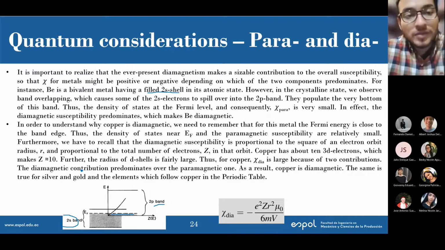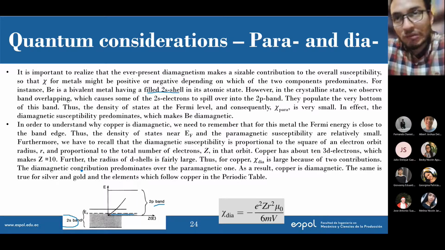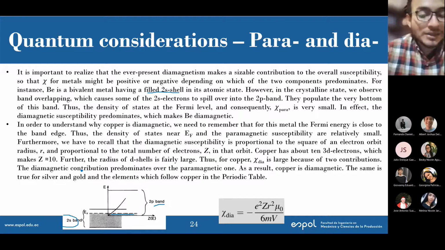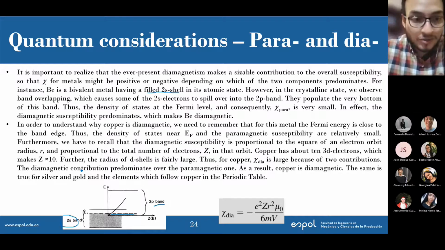When this happens, the density of states at the Fermi energy, and obviously the paramagnetic susceptibility, is very small. That's why, in beryllium, diamagnetic susceptibility is the one that predominates, and it makes beryllium a diamagnetic material instead of a paramagnetic material.